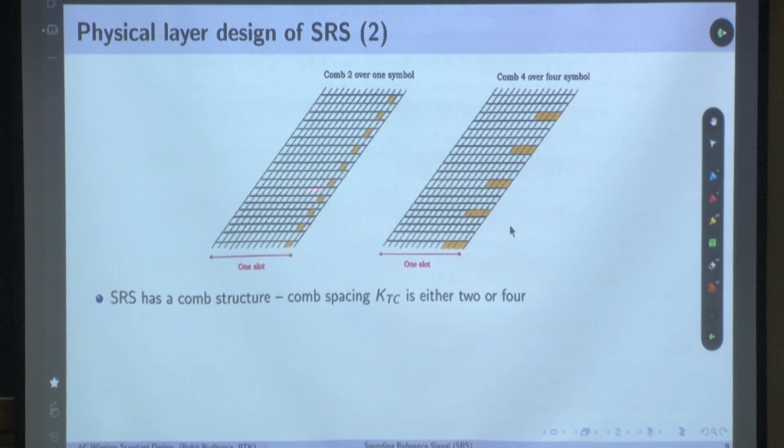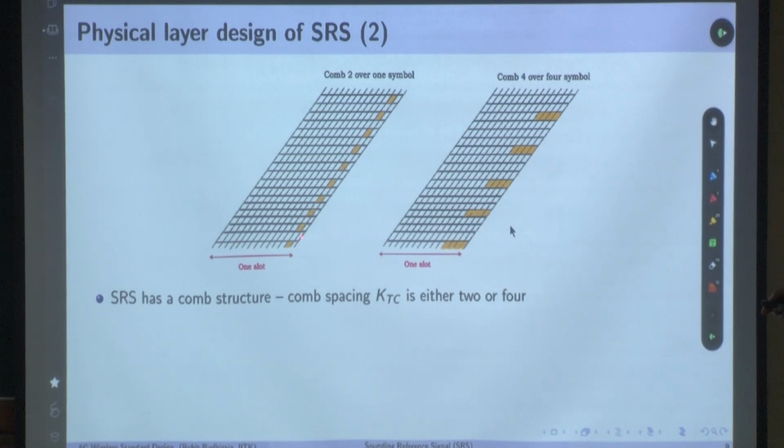Typically it comes at the end. If you see this end, it looks like a comb. It's not coming somewhere in the middle. And so comb spacing is either 2 symbols, they are separated by basically this. So KTC has a comb spacing, which is either 2 or 4, not symbols. It is either 2 or 4.